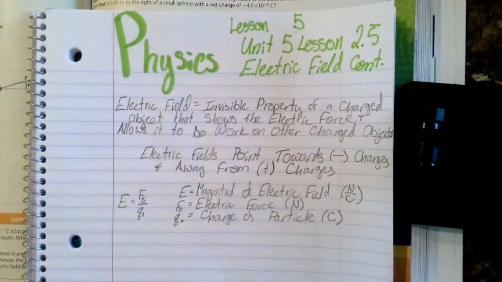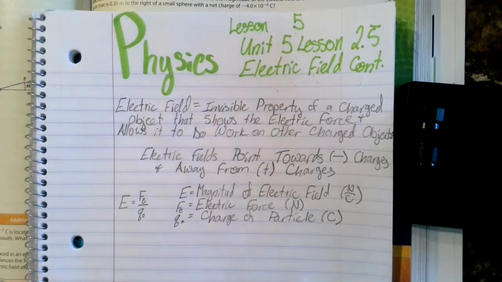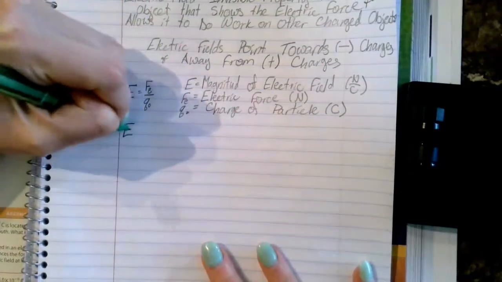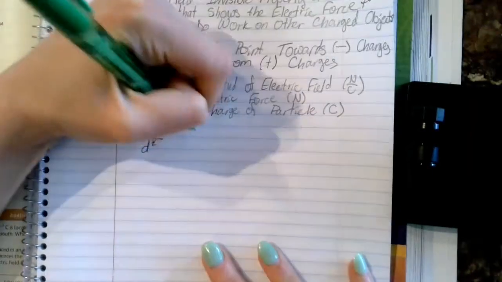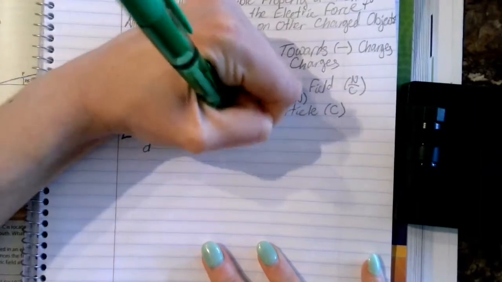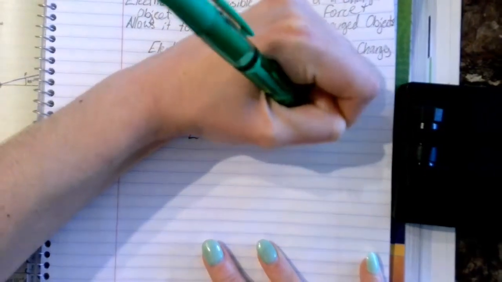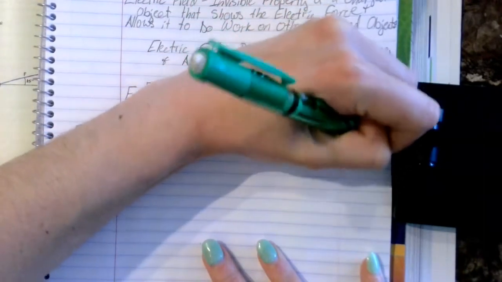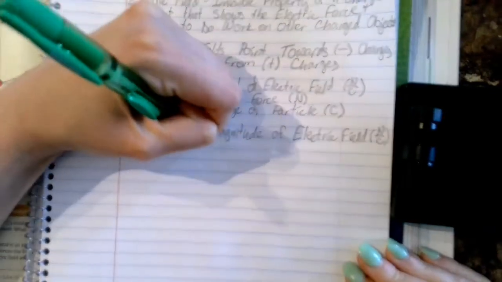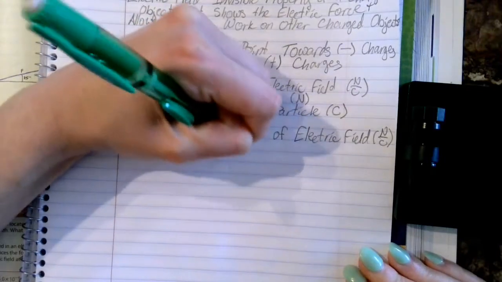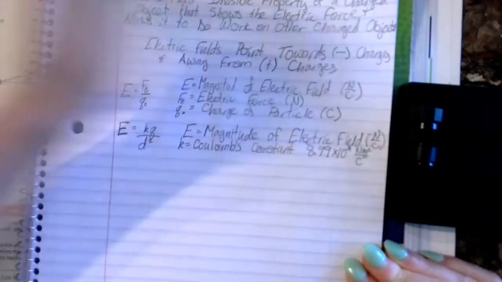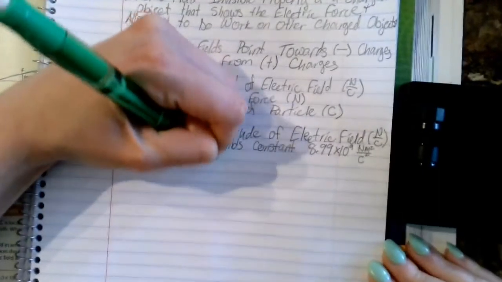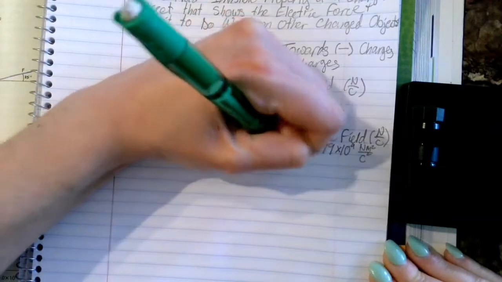Well, we're not always going to be given the electric force. So there's another formula that we're going to talk about today, and that is E equals KQ over D squared. This formula gives us the same end result. We are still finding the magnitude of our electric field, and it's still measured in newtons per coulomb. But in this problem, K is our Coulomb's constant, which is 8.99 times 10 to the 9th newton meters squared over coulomb squared. Q is still the charge of the particle, and we measure that in coulombs.